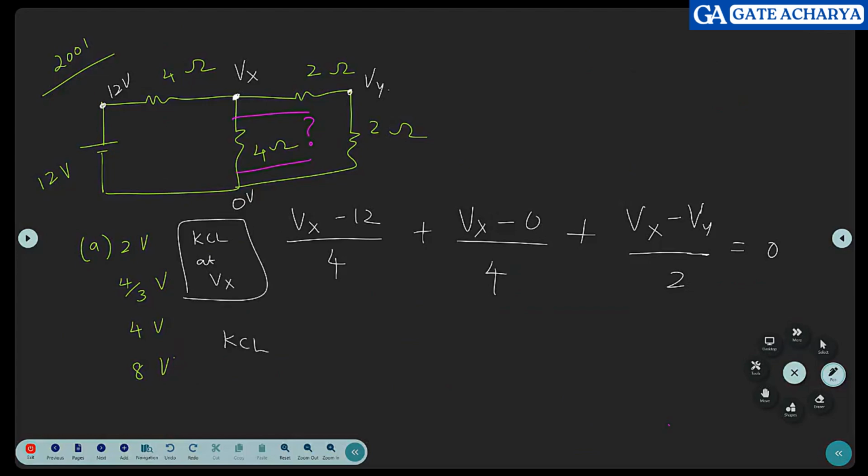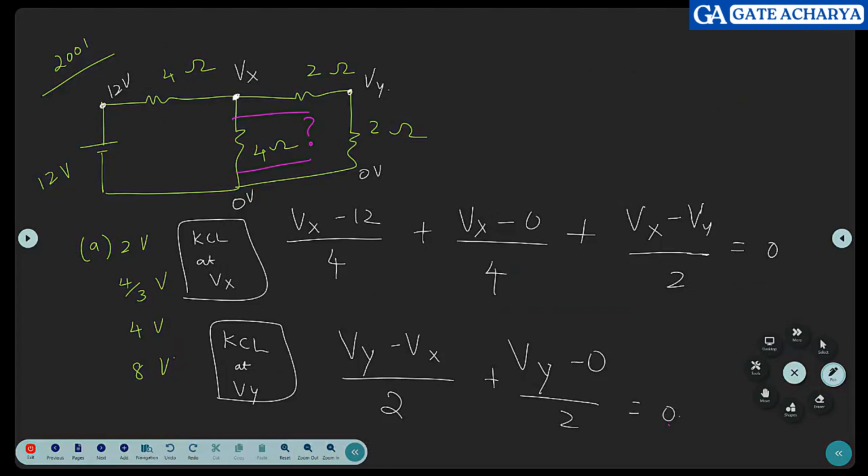Can we write KCL at Vy? What will be KCL at Vy? Vy minus Vx divided by 2 plus Vy minus 0 divided by 2 equal to 0. So you've got two equations, two variables, you can solve.